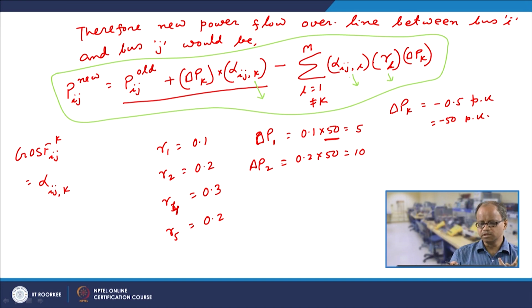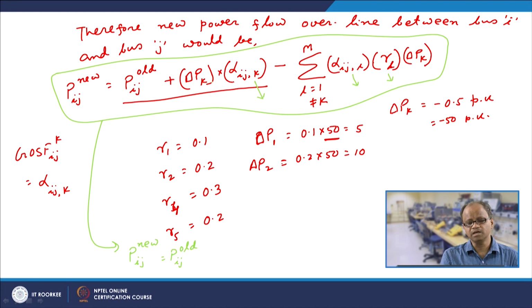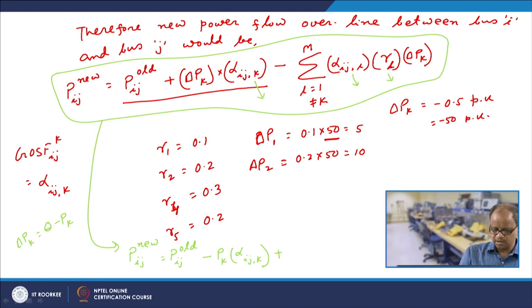Now, before closing this discussion, suppose we substitute the value of delta p k here. What we get is p i j new equals p i j old, and delta p k we have already seen is the negative of the earlier generation. So it is basically minus p k into alpha i j k, and this is minus and this is also minus, so this would be plus. Delta p k is equal to 0 minus p k, that is, minus p k.